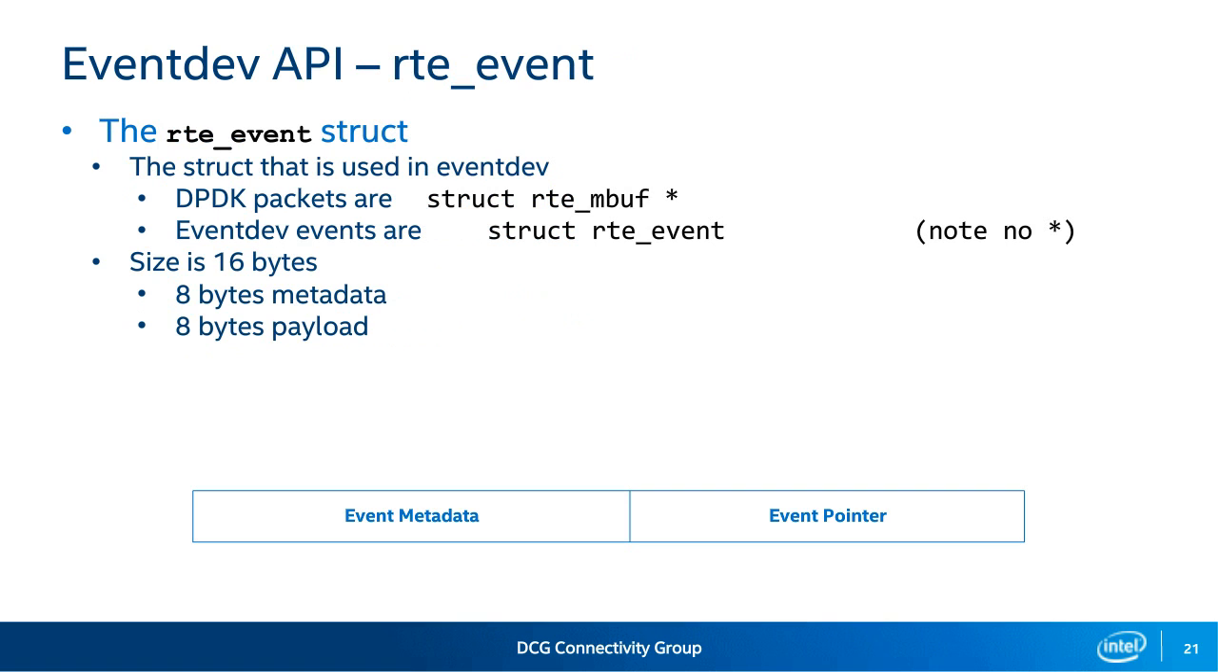So there is this rte_event structure. It can handle DPDK packets as well as the event dev event, so the same structure handles both kinds. It could be a pointer, it could be a buffer. There is a 16-byte area in the packet, where there is an 8-byte metadata, and then this 8-byte is part of the payload itself.